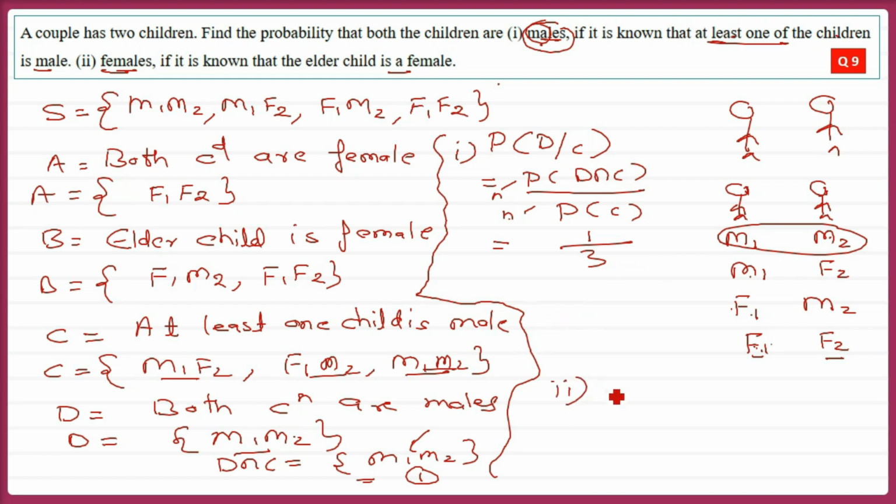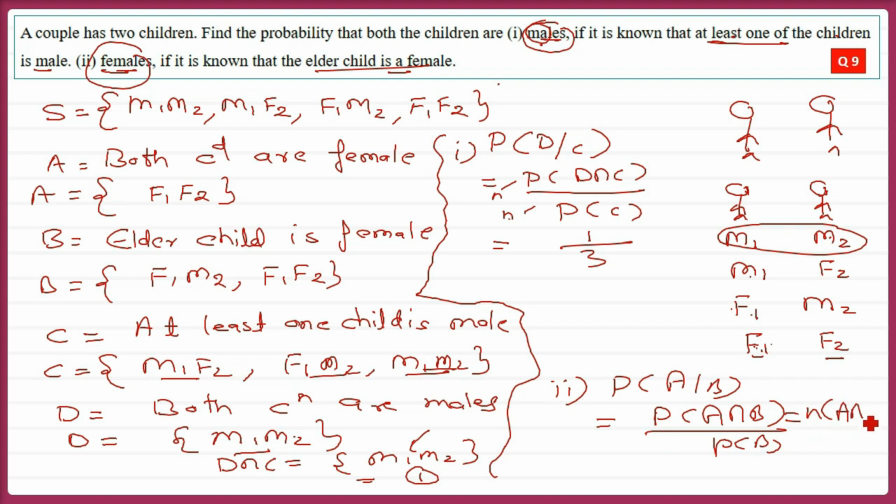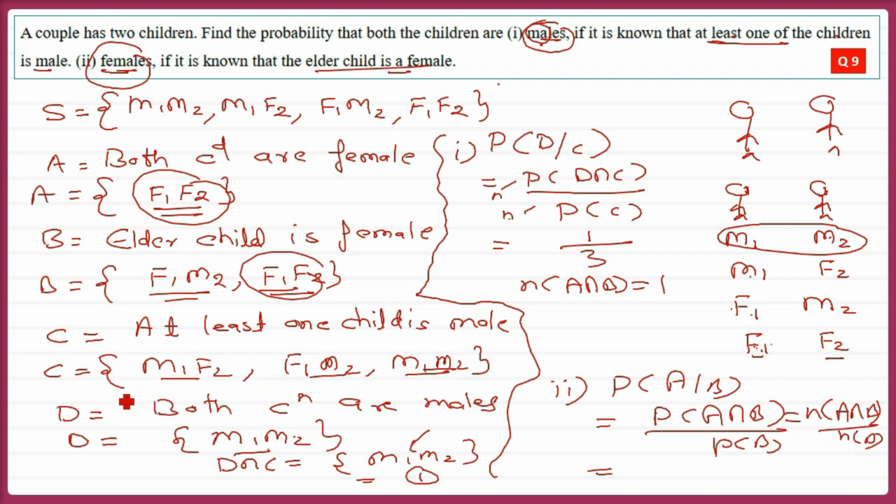Now coming to the second one, which is the probability of A given B. Now if we know that the elder child is female, find the probability that both are females. You have made the sets like this. So P(A|B) is P(A ∩ B) divided by P(B), that is N(A ∩ B) divided by N(B). So what is N(A ∩ B)? Take A and B, find the common elements. F1 F2 is the only common element. So N(A ∩ B) is 1. What is N(B)? How many elements are there in B? F1 M2 and F1 F2. That is 2. So we have 1 divided by 2. That's your final result: 1 by 3 and 1 by 2.